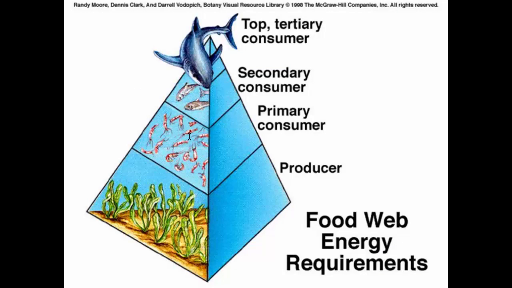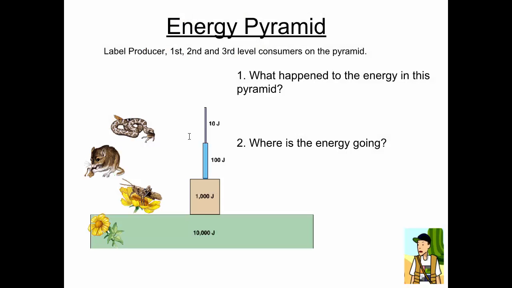Again, same sort of idea. We always in our food energy pyramids have the most energy in the producers, and then as we move up the levels of consumers, we get fewer and fewer, less and less. So you got the idea?